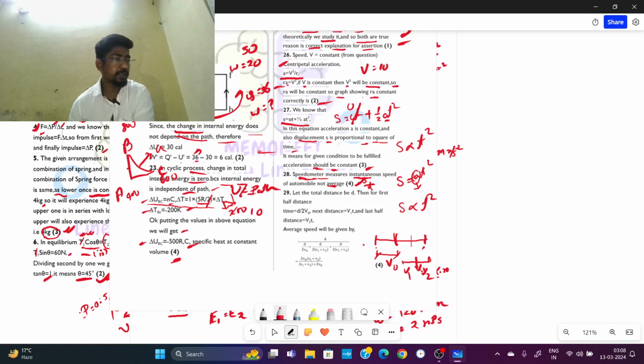Okay, then you have to calculate the average velocity. Average velocity is given by total distance divided by total time, right? So if we have to calculate this, we know the formula of time. That means the half distance: this total distance is d, so this one is d by 2, this one is also d by 2, right? So from the formula s equals vt, we can get that time is equal to d by 2 v naught, that is this.